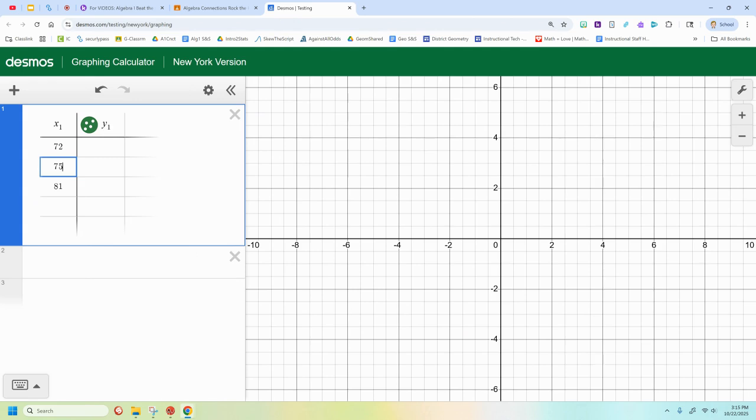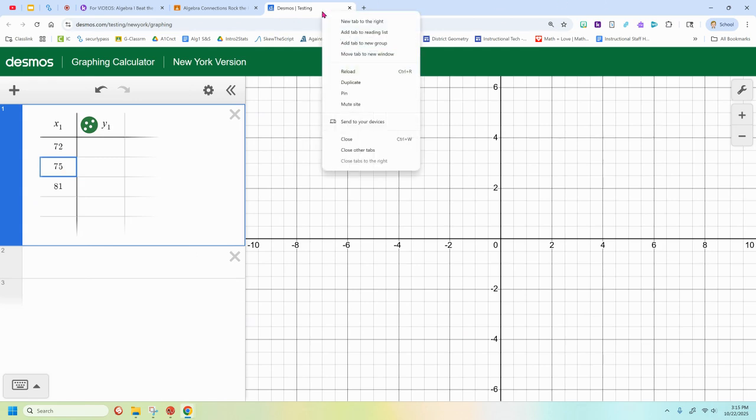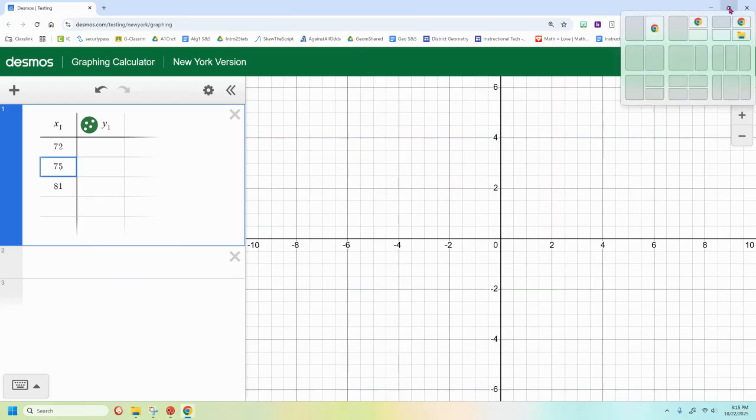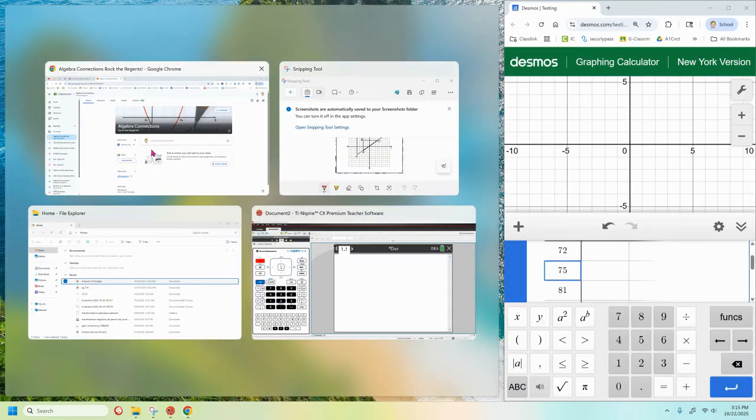Let's do that now. So take a moment. I'm actually going to do a little rearranging here on my desktop so I can see two things at once. I'm going to move this to a new window, and I'm going to take this and shrink it to there, and then go back.